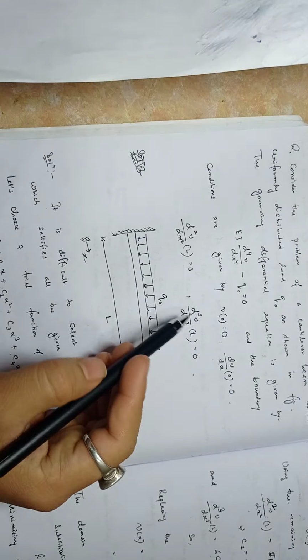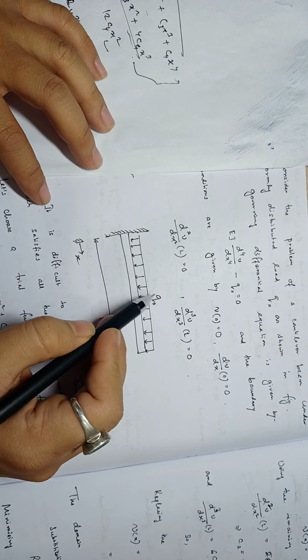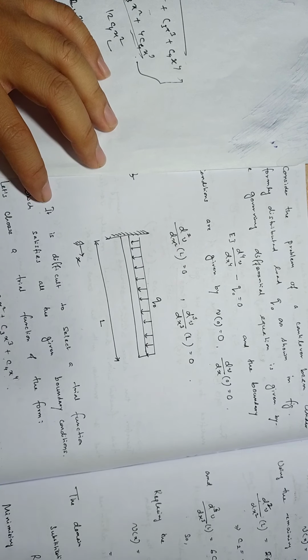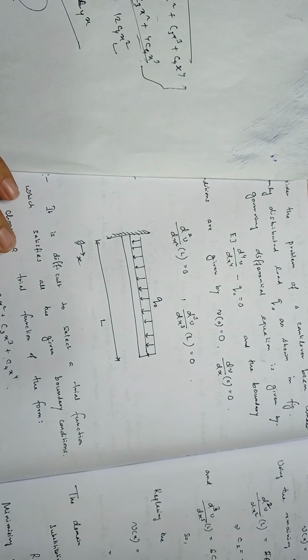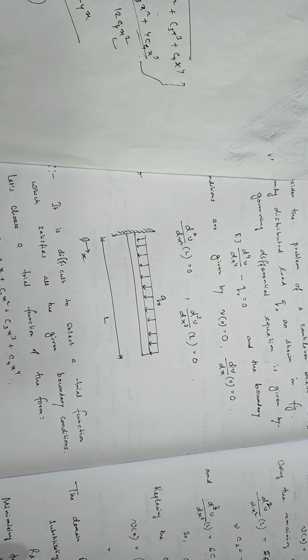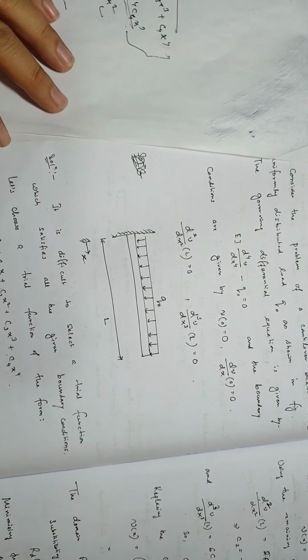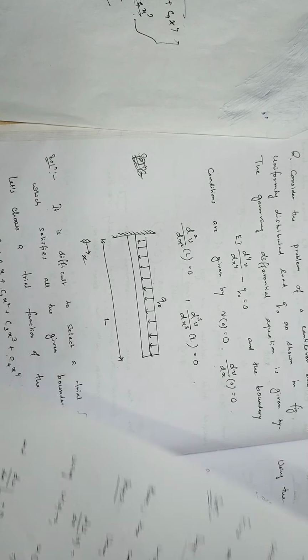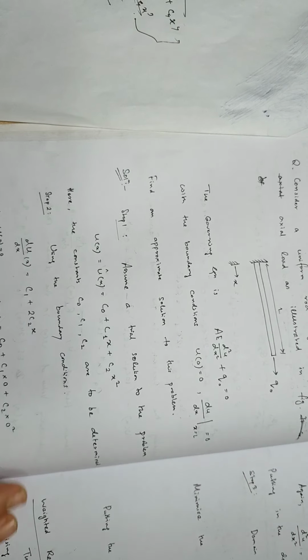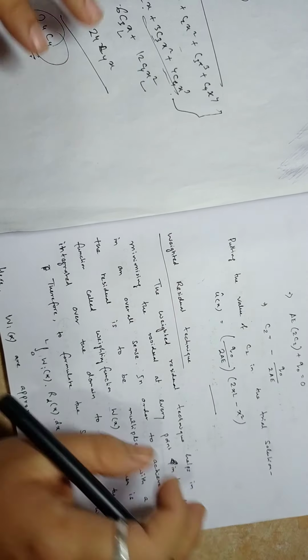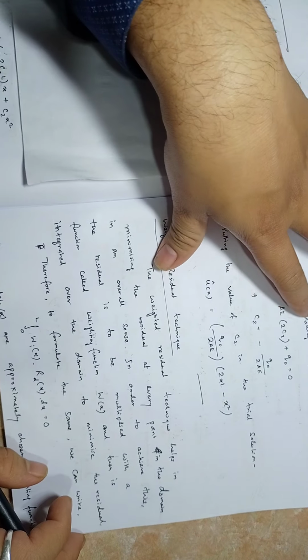Now if we have a varying load, that's Q naught with respect to x, okay, UVL, then we have to make use of Galerkin weighted residual approach. Okay, so next we'll talk about that weighted residual technique that we have actually introduced in the last class.